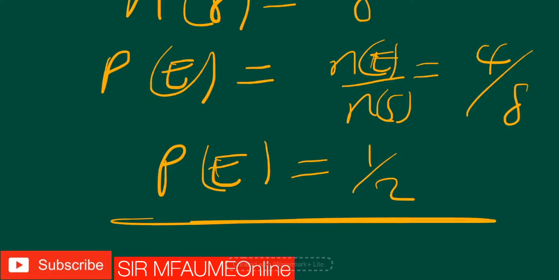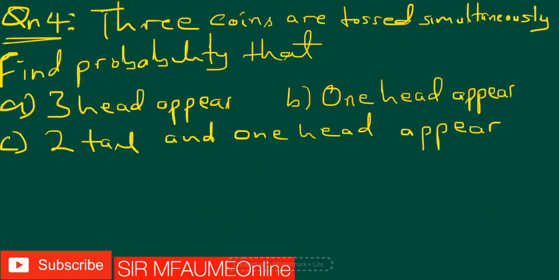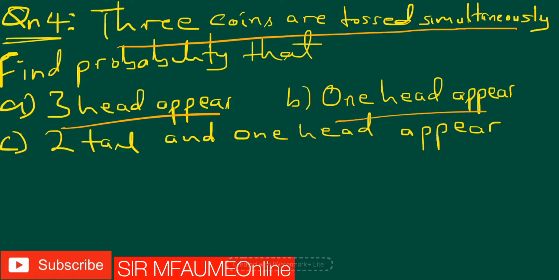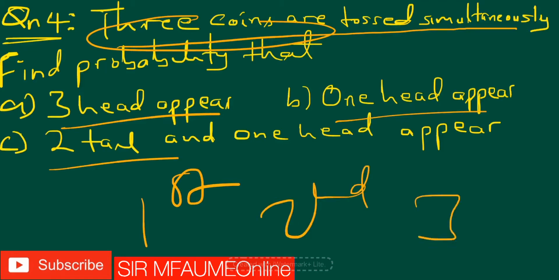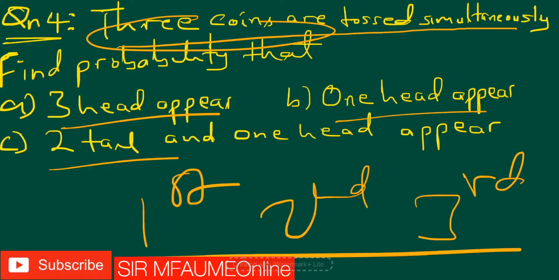Okay, let us shift again to the last question. For this question here, 3 coins are tossed simultaneously. We need to find the probability of the following: 3 heads to appear, 1 head to appear, 2 tails and 1 head. Okay, for this question we have 2 attempts as follows. Note that 3 coins are tossed simultaneously. It means you have the first coin, second coin, up to the third coin. All of these are tossed simultaneously.